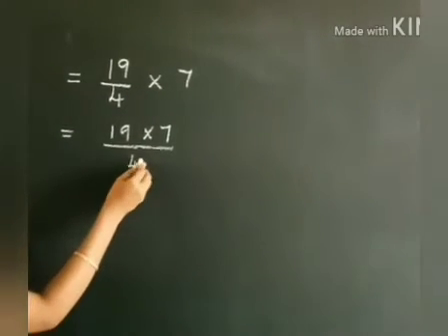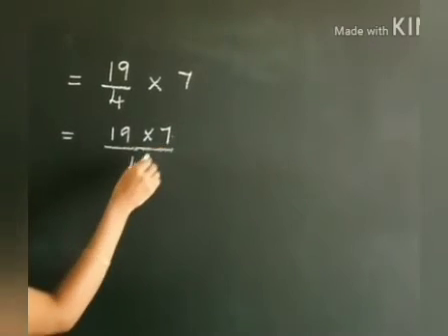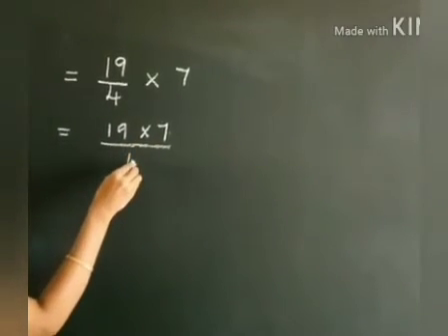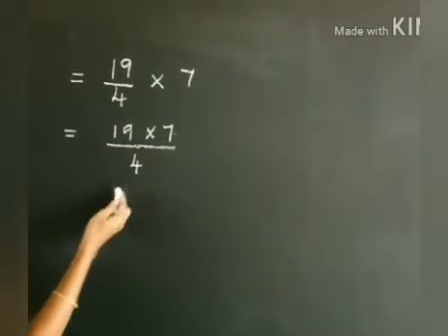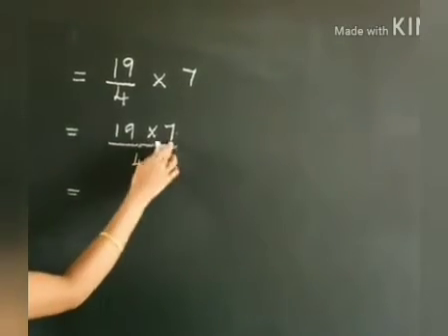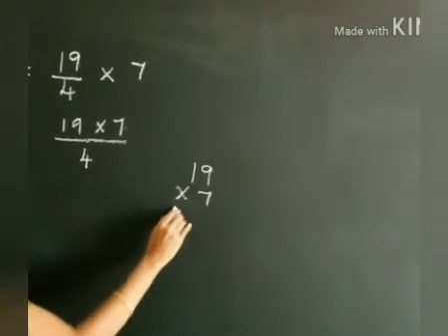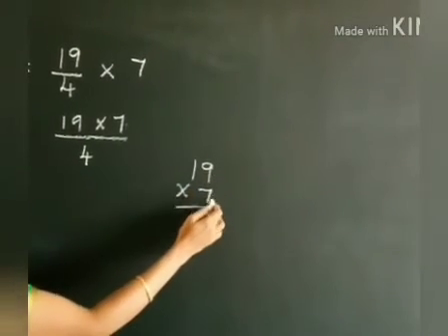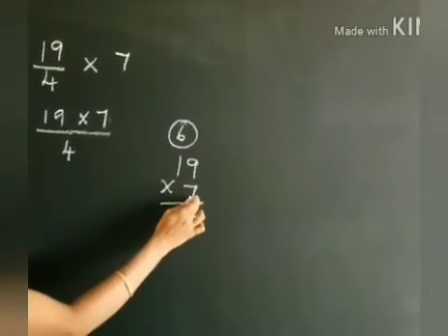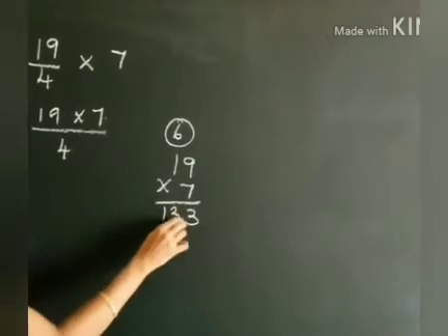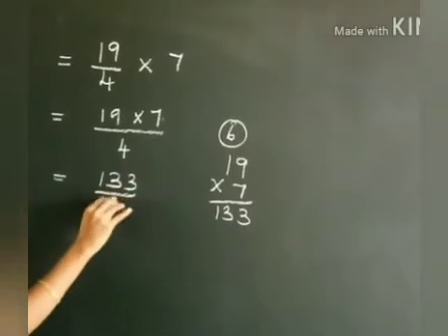Is it possible to cancel the 4 table for 7? No. Next we check the next number. 4 table, is it a multiple of 9? No, so it is not possible. We have to directly multiply and then divide by 4. So now we multiply 19 into 7. 9 sevens are 63. Remainder is 6. 1 sevens are 7, 7 plus 6, 13. So we get the numerator value 133 divided by 4.